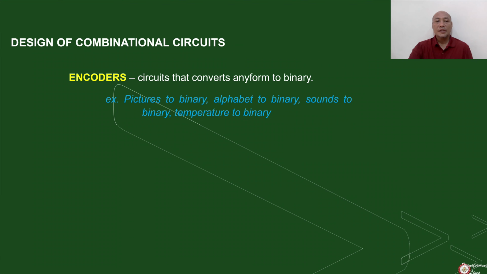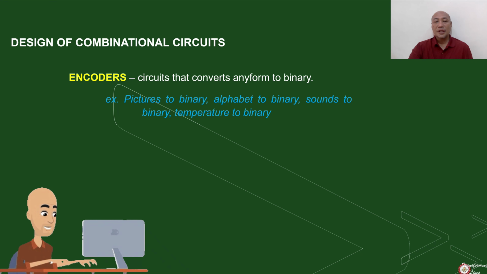Which circuit inside our computer is responsible for converting this information into binary? It is our encoder. That's why we usually hear people saying that when you use the keyboard and type, you are encoding, simply because you are converting the alphanumeric characters on our keyboard into binary.